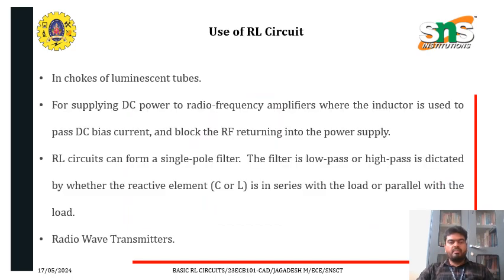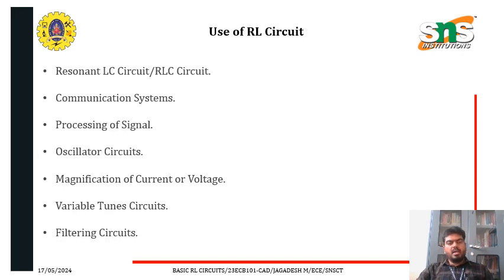So where we are using this: in chokes of luminescent tubes, that is fluorescent lamps, and for DC power supply to radio frequency amplifiers and radio transmitters, and resonant LC and RLC circuits, communication systems, processing of signals, oscillator circuits, magnification of current or voltage, variable tuning circuits, and filtering circuits. So these are the applications of RL circuits.